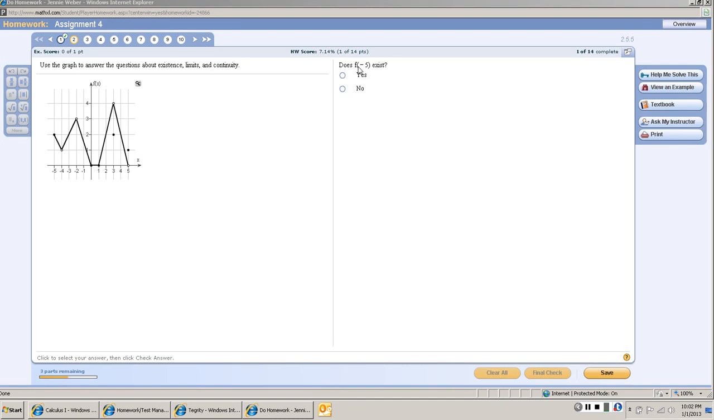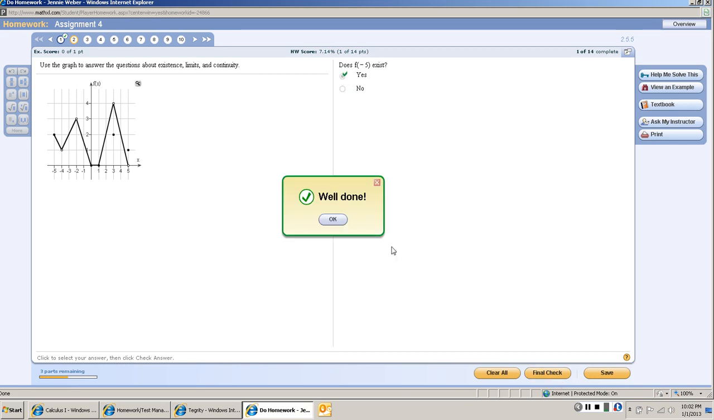So now let's look at this. Does f of negative 5 exist? So negative 5 is here, we go up here. Does that exist? Yes, it exists. So check. Okay, does the limit at negative 5 exist?